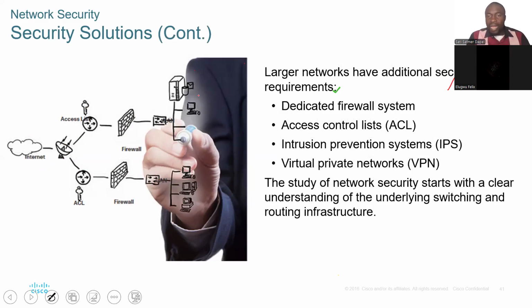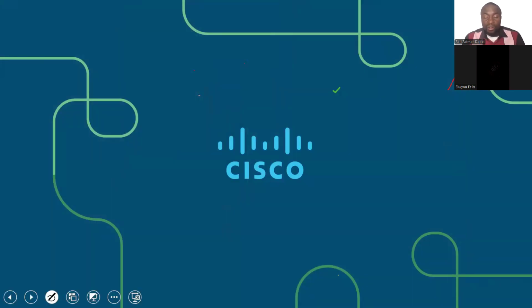Larger networks have additional security requirements, things like dedicated firewalls, access control lists, intrusion prevention systems, virtual private networks, and things like that. They are very important. So that is that about that particular topic.